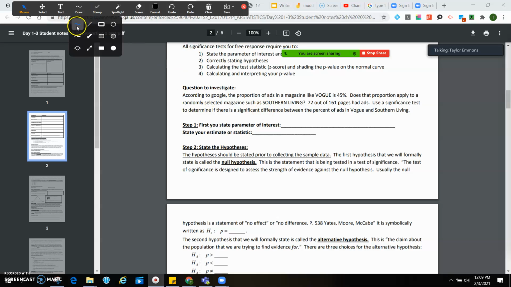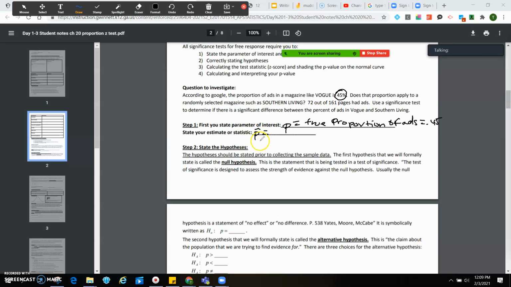Okay, so our p is the true proportion of ads, which is 0.45, and the place I got 0.45 is from that 45%. So state your estimate or statistic. So p hat is going to be 72 divided by 161, which is going to give you 0.447.